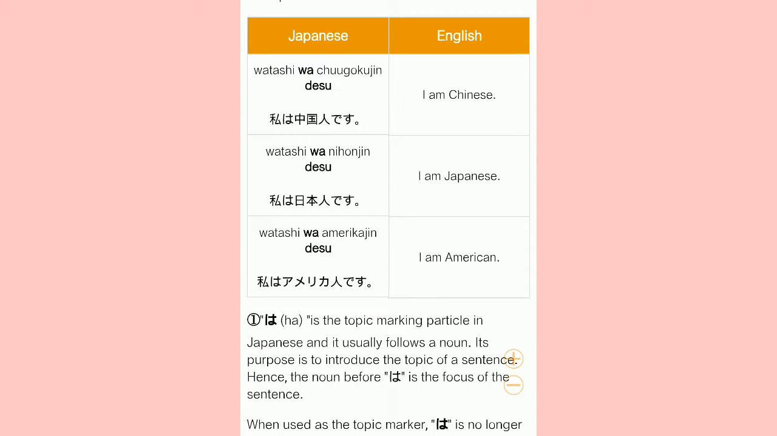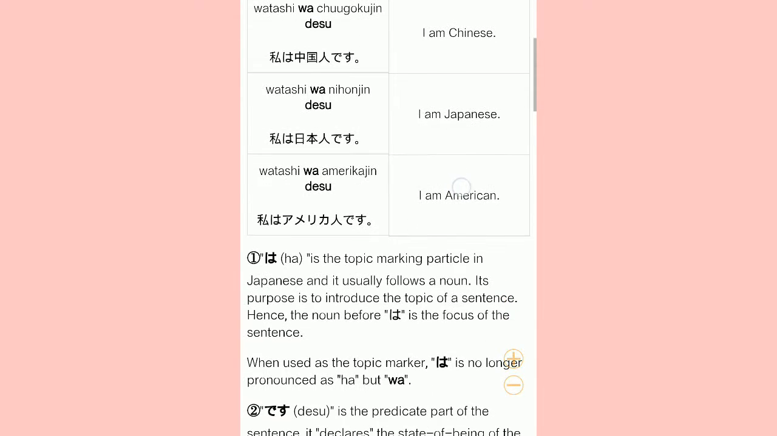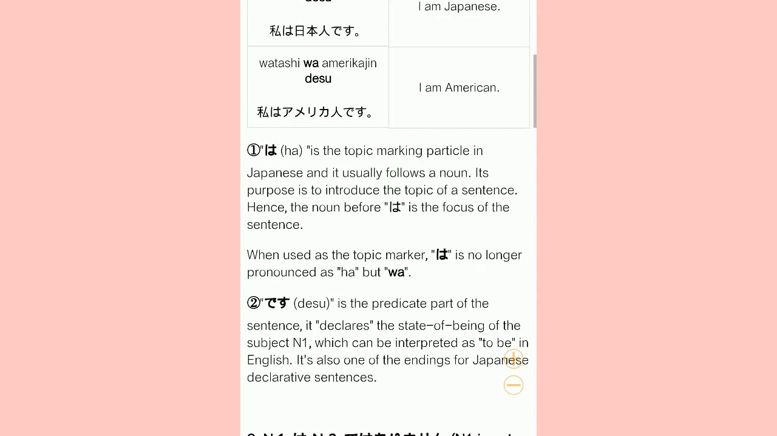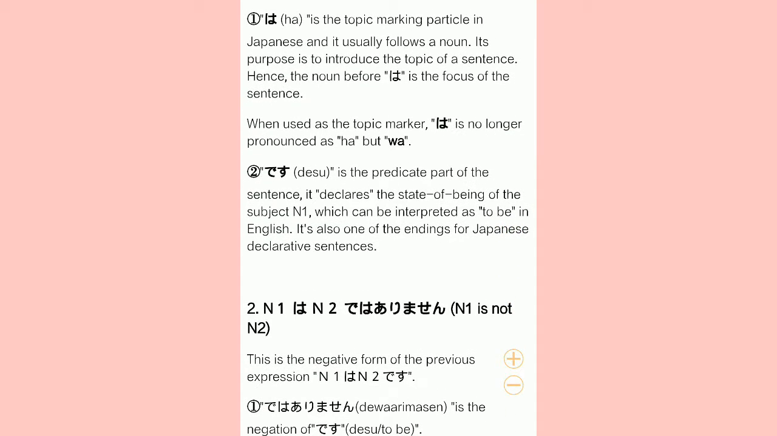And watashi wa nihonjin desu. Japanese. I just read the romanization. Oh my god, I already forgot. Romanization? Is it right? I don't know. Okay, watashi wa amerikajin desu. Wa?